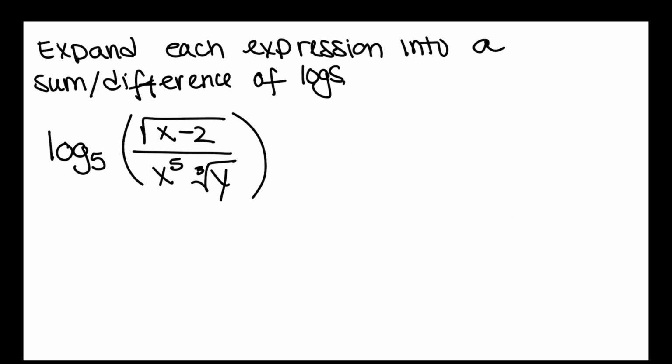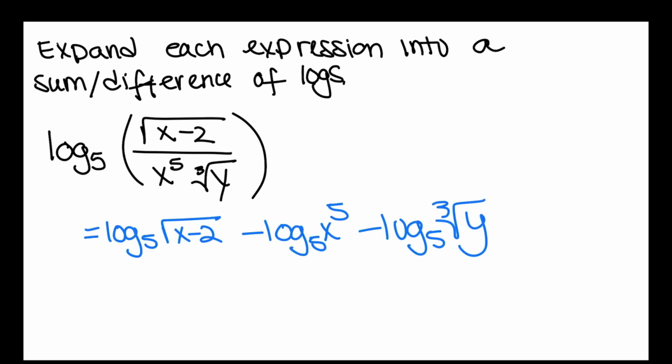Here's one more. Same thing. So if I use my product and my quotient rules, log base 5 of square root of x minus 2, and then that square root of x minus 2 is being divided by both an x to the 5th and a cube root of y. So when I use my quotient rule, I'm going to be subtracting both the log base 5 of x to the 5th and log base 5 of cube root of y.